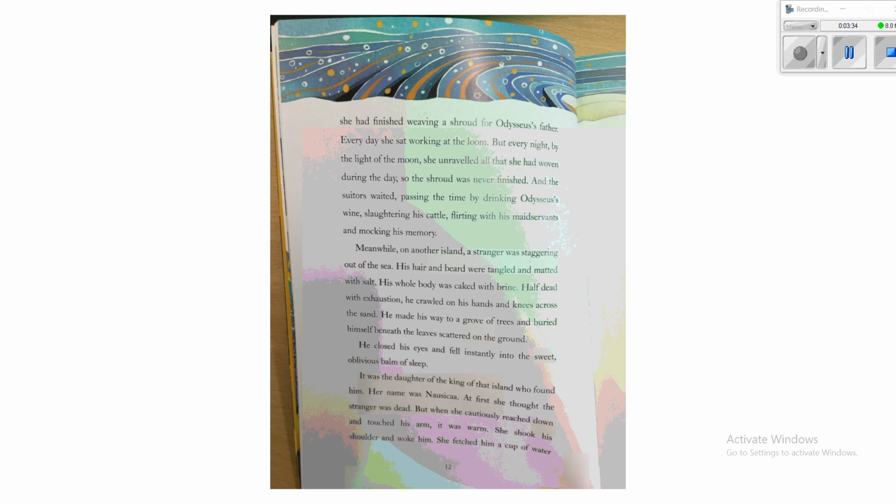It was the daughter of the king of that island who found him. Her name was Nausicaa. At first she thought the stranger was dead, but when she cautiously reached down and touched his arm, it was warm.